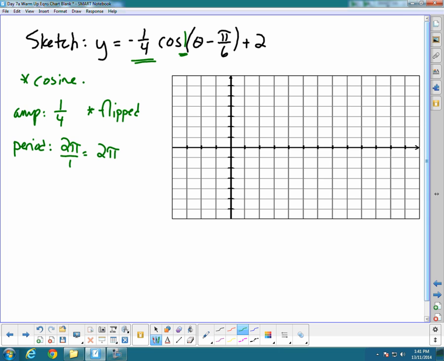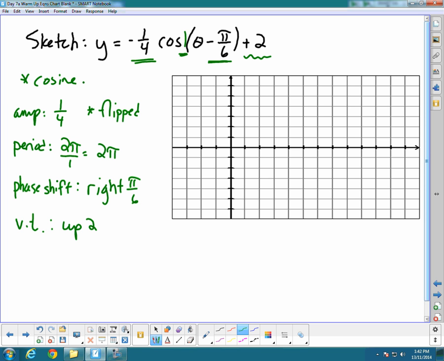Next, we're going to look inside the function again for any movements left or right, called the phase shift. This one I see a negative pi over 6, which means I'm going to have to move to the right pi over 6. It's opposite to what I think. Minus actually means that I move to the right. And then finally I look at the end and see that I have a +2 at the end. So that talks about my vertical translation, and that moves up 2. So there's all the information I need.